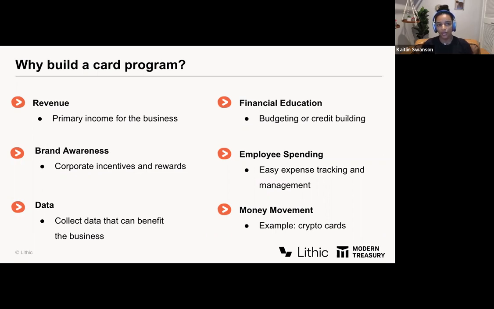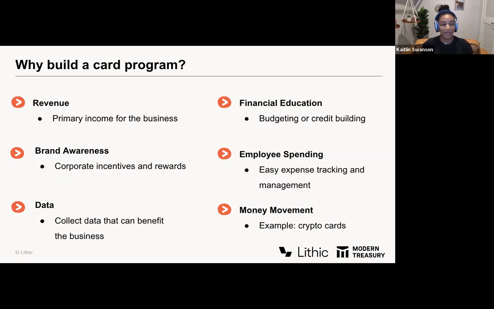Another reason to start a card program is brand awareness. Maybe it's not your primary source of revenue, but maybe you're doing it for corporate incentive and rewards and to keep your customers or to get more customers. Some people start a card program for data purposes. Maybe it's data to make your own business better. Maybe it's data that you collect and sell or use for other purposes. One of my favorites to talk about is financial education. Say, for example, you are putting together a card program that deals with budgeting or credit building, some are for supporting underserved communities in the financial sector, and to help customers just learn about credit or learn anything in the financial world. That's one of my favorites.